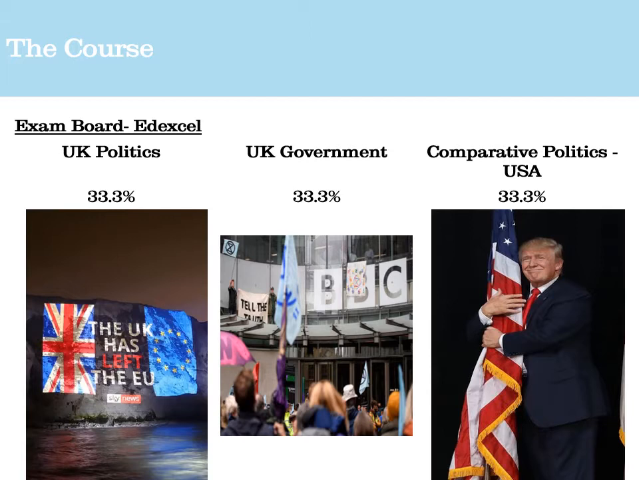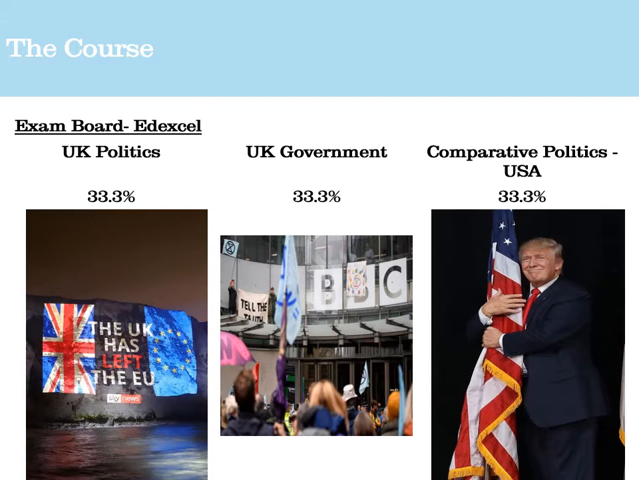Finally, we'll look at US politics. We'll try and see how this different political system, how the government and politics differs in the US compared to the UK. So you'll look at all of the processes that I've just alluded to, but you'll look at the US equivalent. So how does the US election system work?